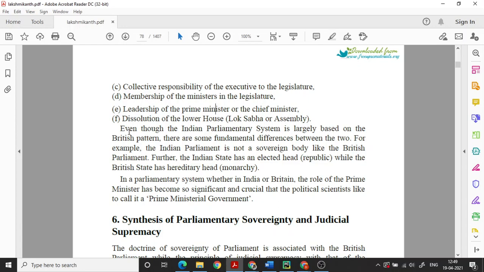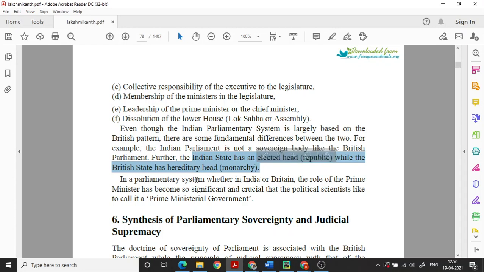Even though the Indian parliamentary system is largely based on the British pattern, there are some fundamental differences between the two. For example, the Indian Parliament is not a sovereign body like the British Parliament. Another difference is that the Indian state has an elected head, because of which we are called a republic. Head here means the president. So we have an elected president and hence we are a republic, while in the British state they have a hereditary head, which is the monarch, which is now the queen.